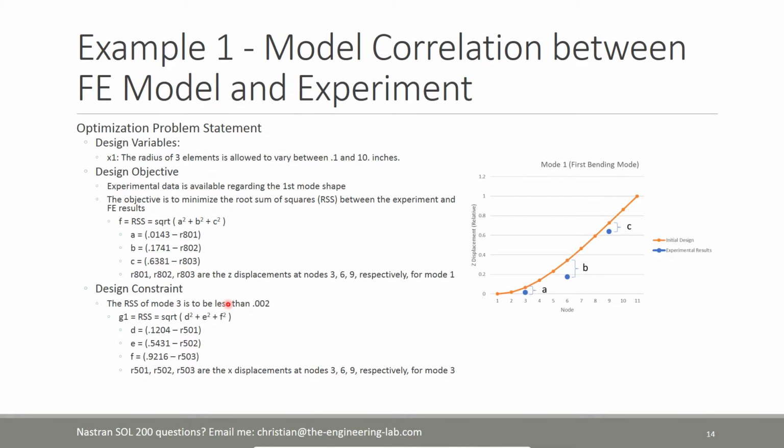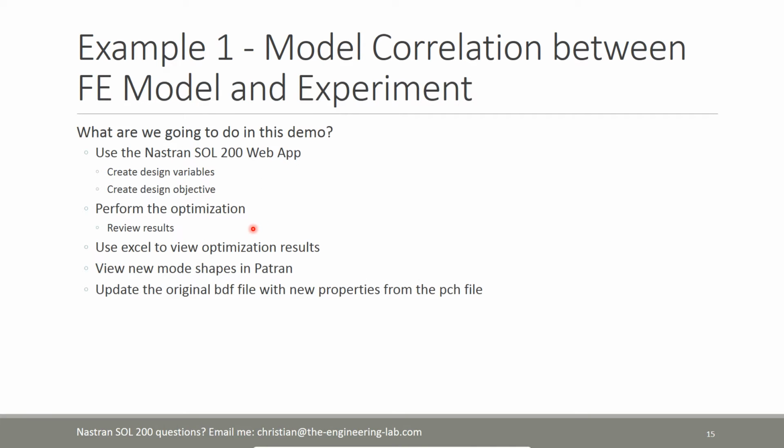And then we are going to impose a lower bound saying that this constraint should be less than 0.002. So the upper bound will be 0.002. And now this is what we're going to do.